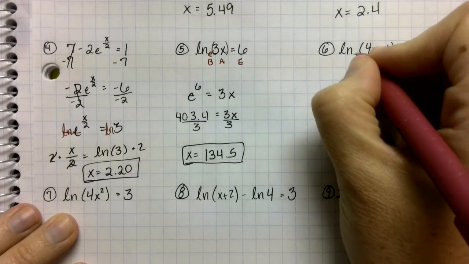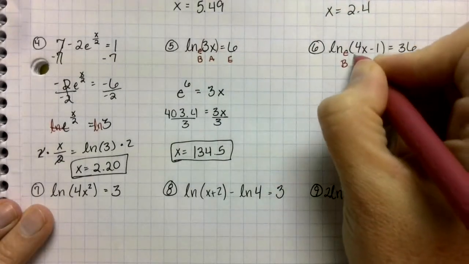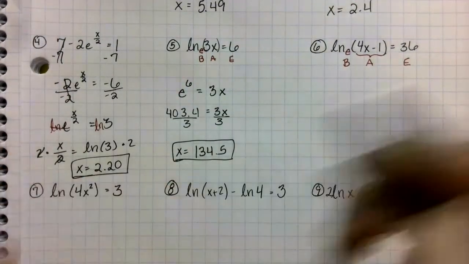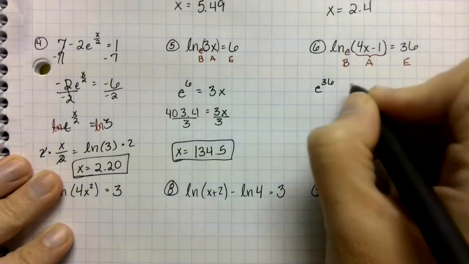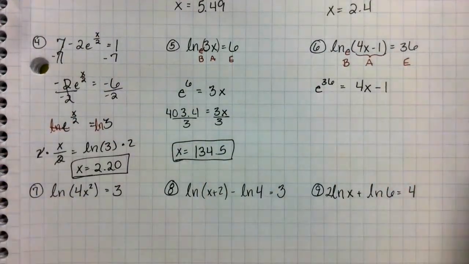So number 6, fill in the base. This is my answer. This is my exponent. So when I rewrite this, I'm going to have e to the power of 36 equals 4x minus 1.